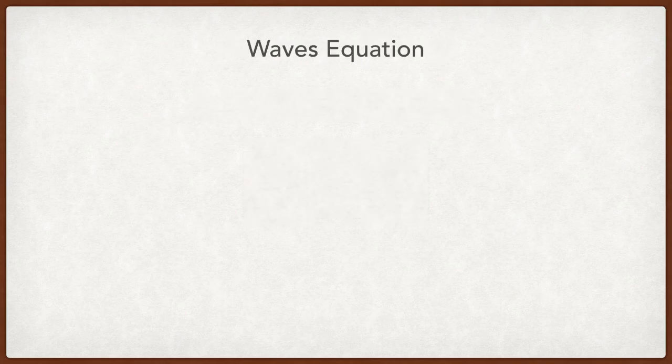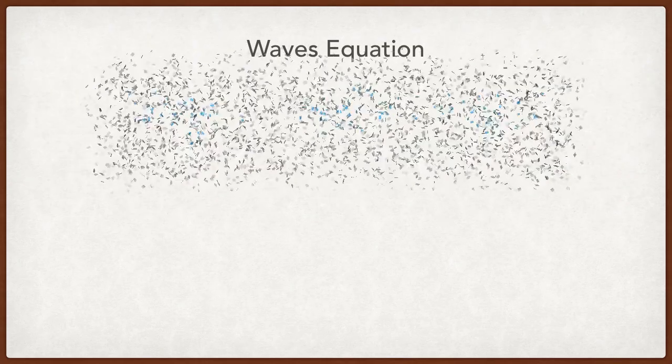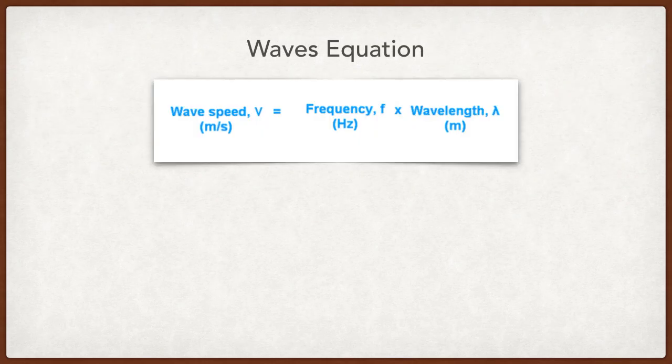Now, let us then relate the frequency and wavelength. The product of these two components results in the velocity of waves.